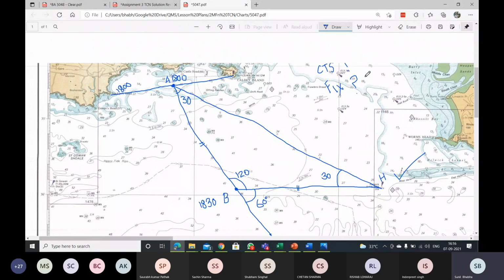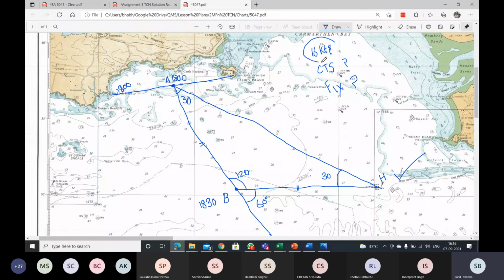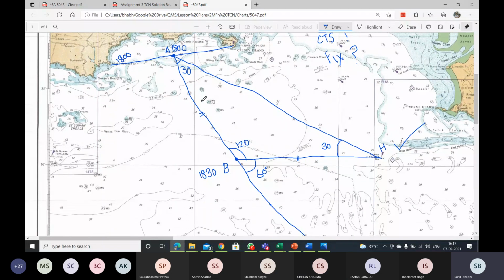Now, beta, with a speed of 16 knots, how much distance are we going to travel in half an hour? 8 miles. So that means A to B should be 8 miles. If A to B is 8 miles, what will be BH, Bravo Hotel? Same, 8 miles. Very good. It will also be 8 miles.